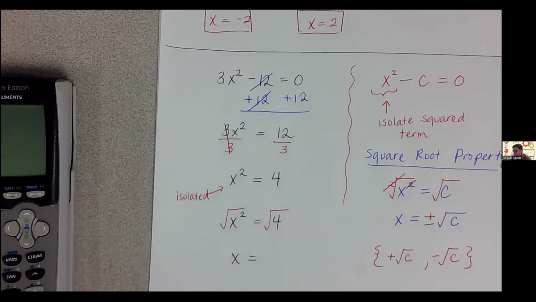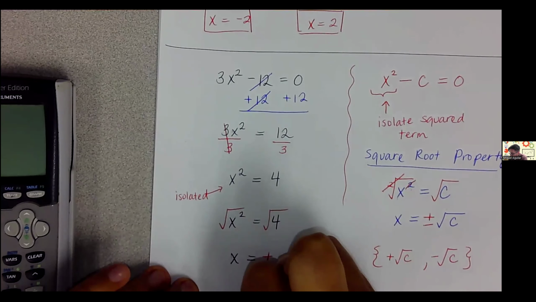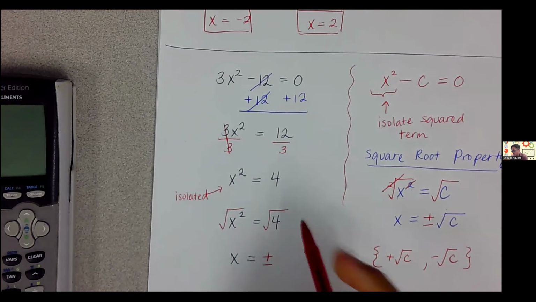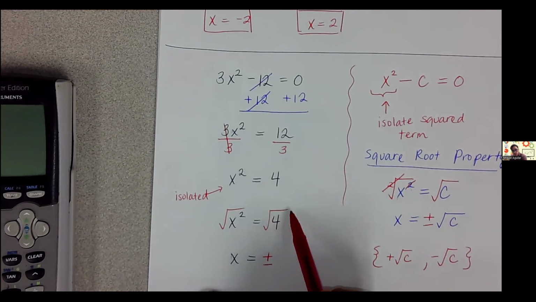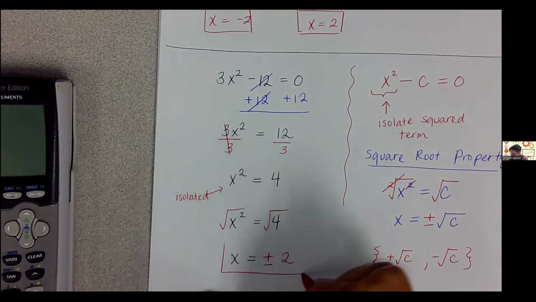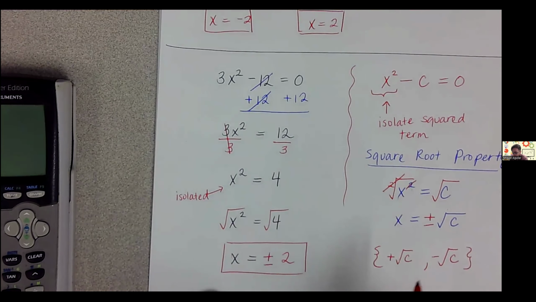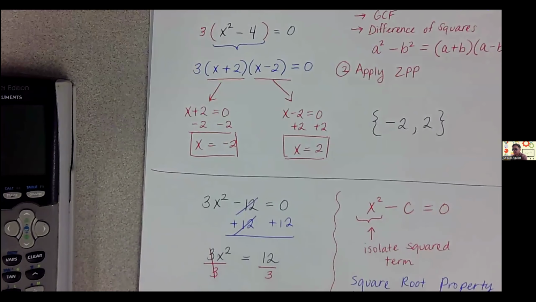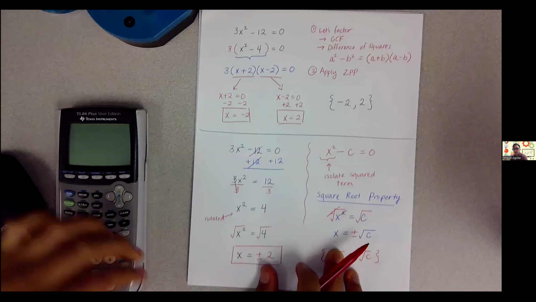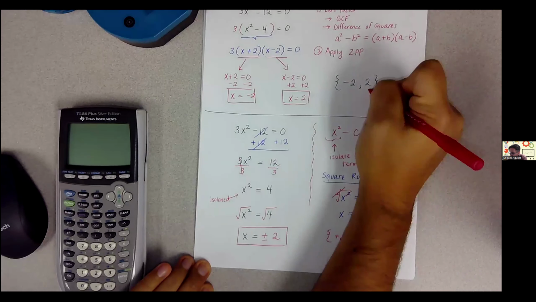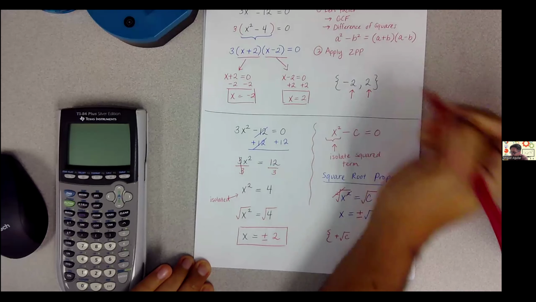I need to also introduce a plus or minus symbol. And then we also need to simplify whatever the square root of this number is. The square root of 4 happens to be 2. Okay, so this is one way to express your solution set. We have that our solution x is equal to positive 2 or negative 2. And that's exactly what we found when we solved it by factoring. We have one solution that's our positive 2 and one that's negative 2.